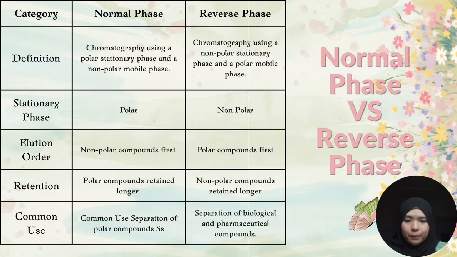When separating plant pigments in a normal phase system, the highly non-polar pigments like yellow, orange carotenes will travel the fastest and furthest up the paper. Meanwhile, more polar pigments like chlorophyll B will bind tightly to the paper and stay closer to the bottom.